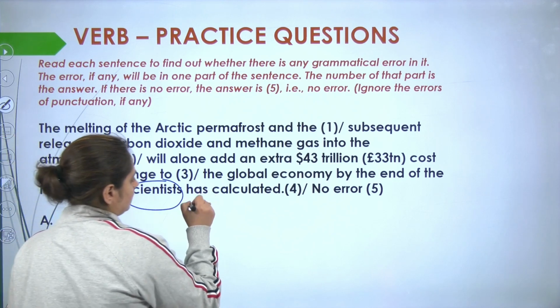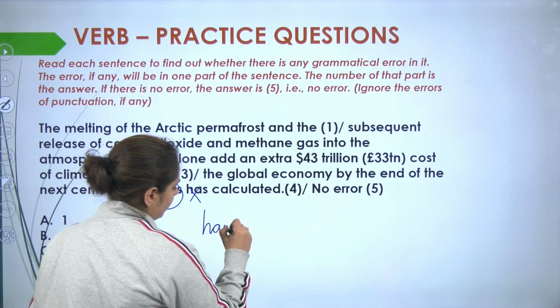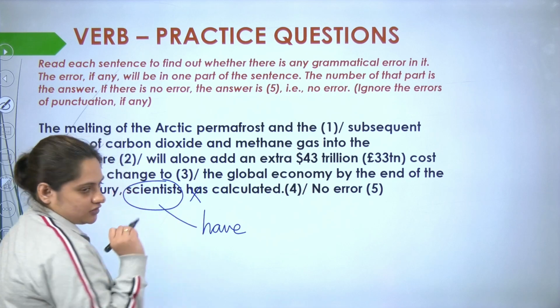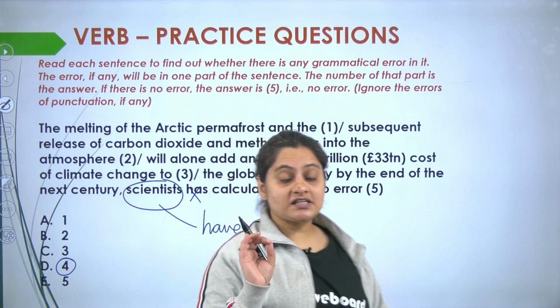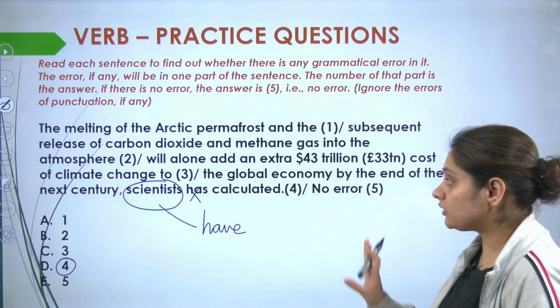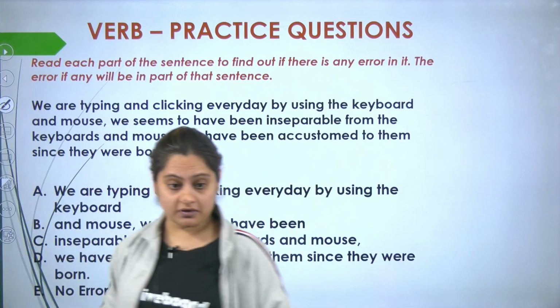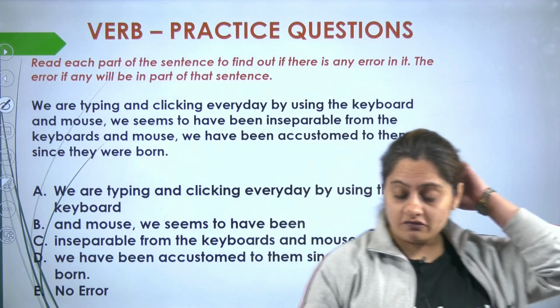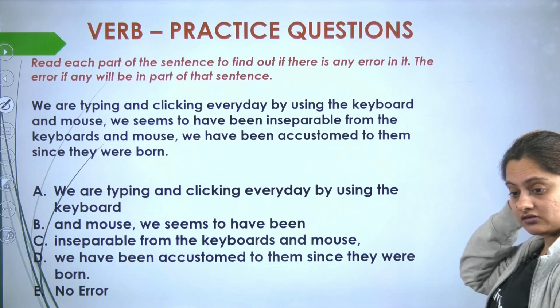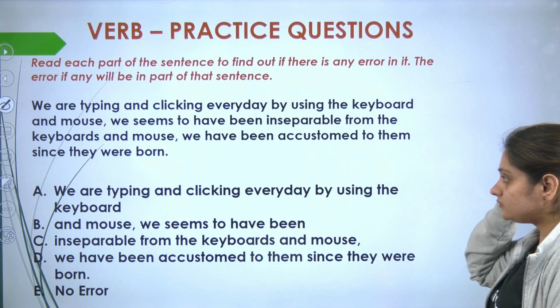Fourth part has the error. With scientist, what is the verb you will write? Plural subject, plural verb, have. You know, very easy to catch these errors. Let me tell you, one of the most important topics, you are lucky that they give a lot of questions from subject verb agreement, because this is one topic from where you can easily find the errors and get marks in error spotting. Okay, next one.